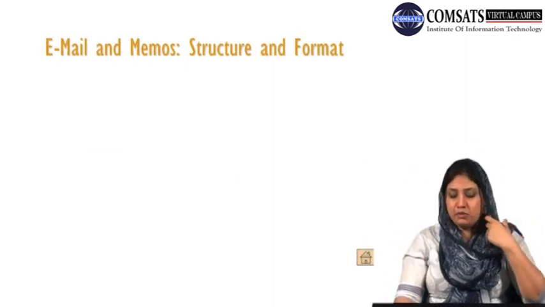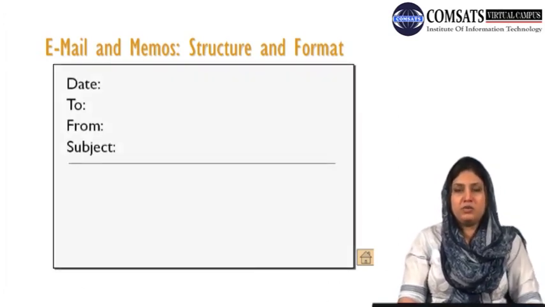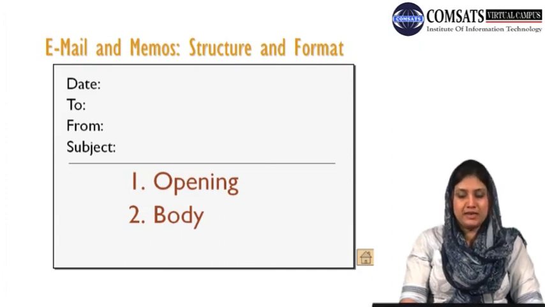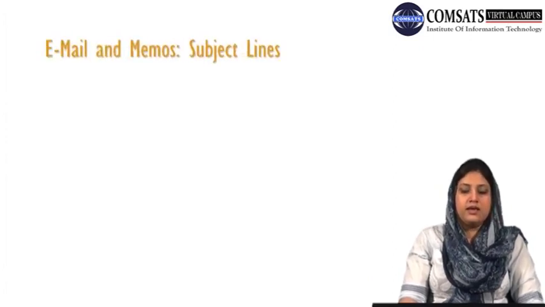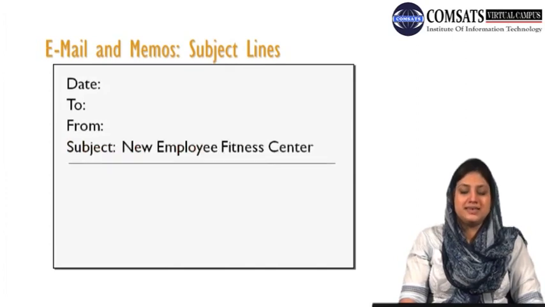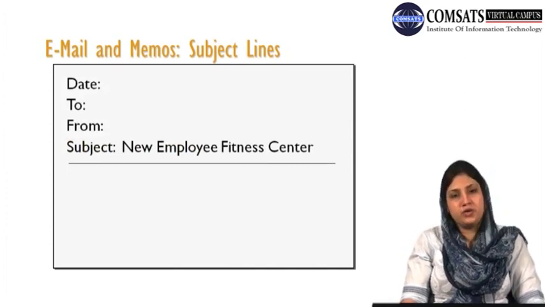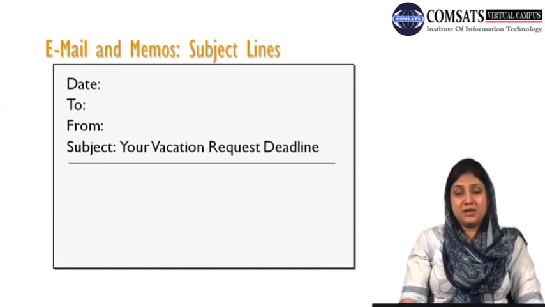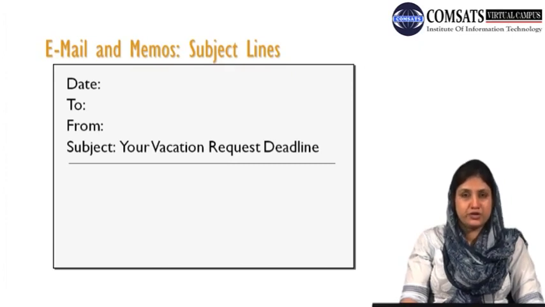Now, emails and memo structure and format. We know that the format of a memo is something like this. You have a profile section of a memo with date, to, from, and subject, and you have opening, body, and closing parts in the text of the memo. Now, it's almost the same in the email. The difference is that email is an electronic version of the paper format. You see the subject lines? Your vacation request deadline. It can be a phrase without a period in the end, and the first letters of all the words are capitalized.